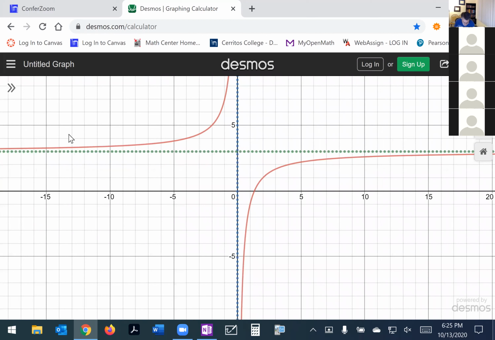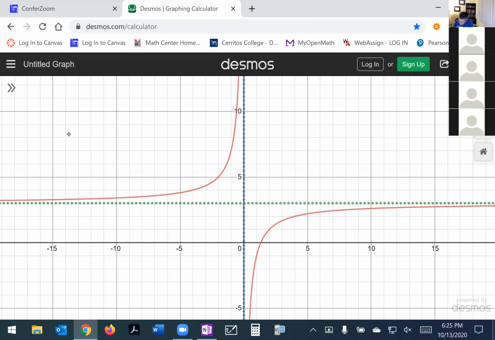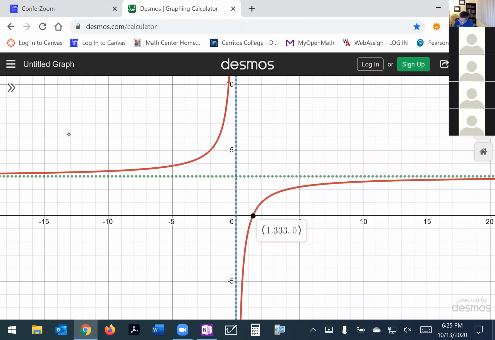Let's talk about the intercepts. Where's the intercept here? There's only one intercept, and that's right there, at 1.333, 0. The x-intercept is when y is 0, and the y-intercept is when x is 0. But x can't be 0 in this case, so there is no y-intercept. But there is one x-intercept, and it's right there.